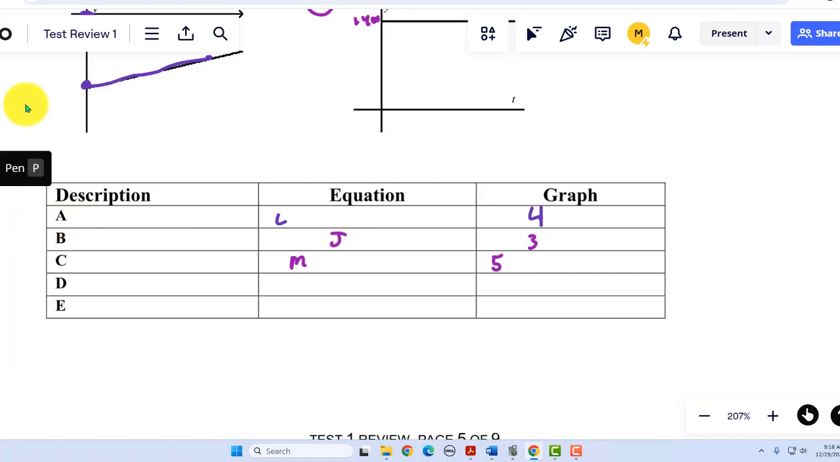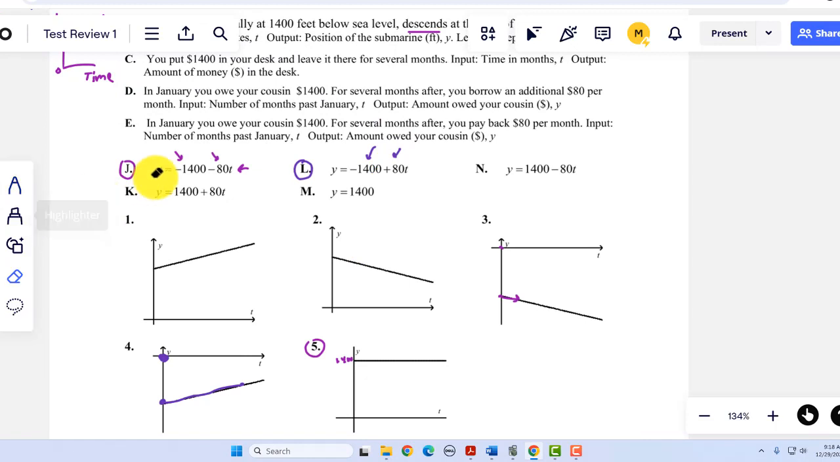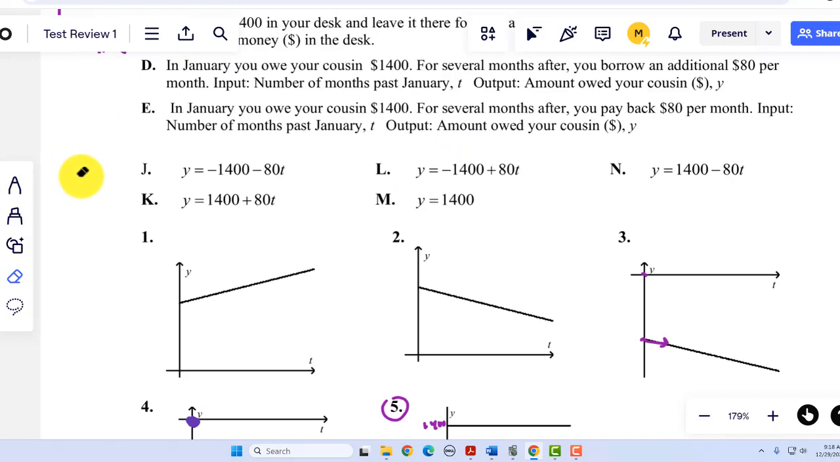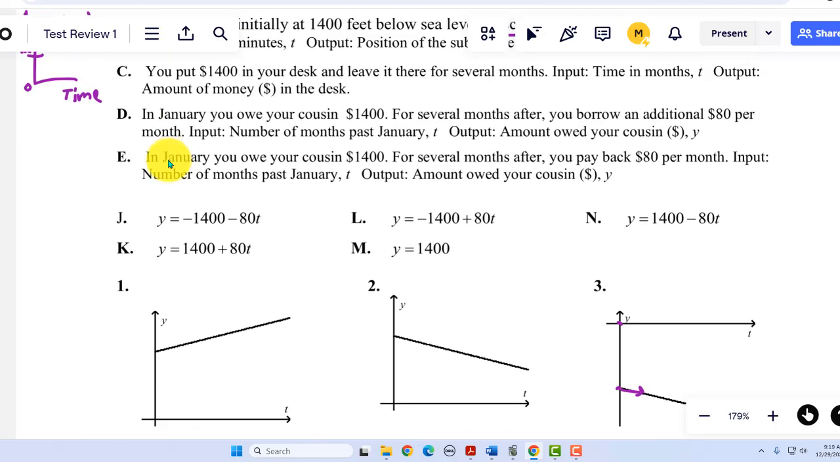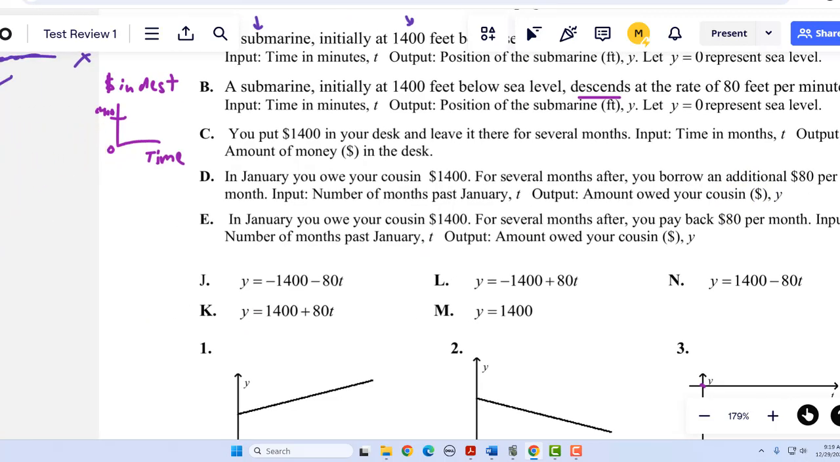Okay. Let me just clean this up because I have a lot of tick marks and things that we don't need. I can erase the submarine stuff. All right, part D. All right, so you owe your cousin 1,400. All right, so you borrow $80 per month. So not only do you owe your cousin $1,400, you continue to borrow more money. So the amount that you owe is going to increase, right? So let's draw a new graph here.